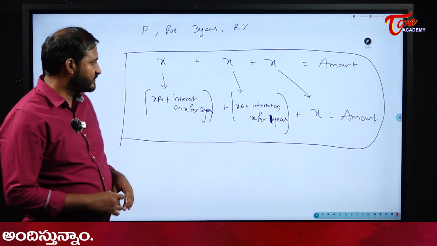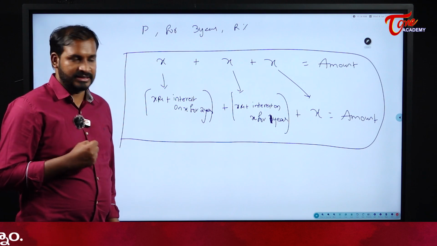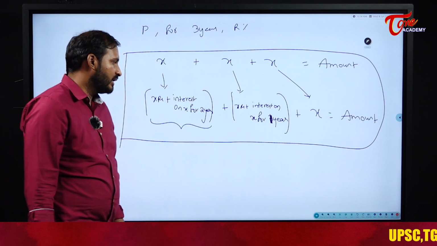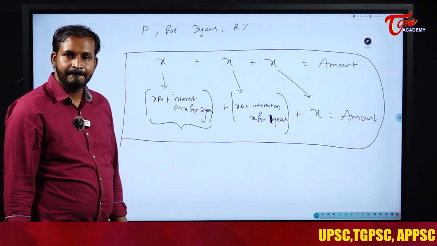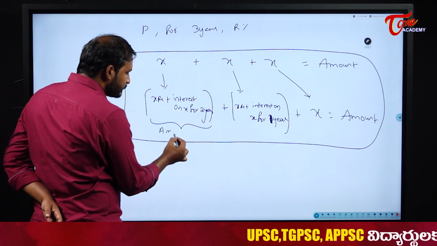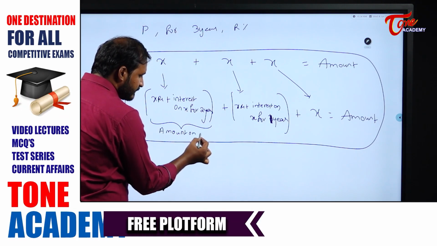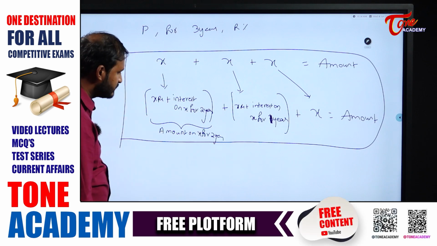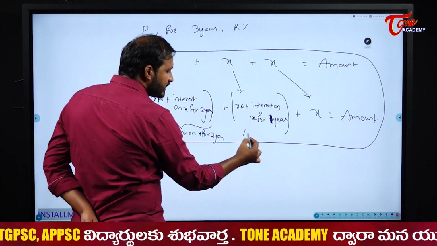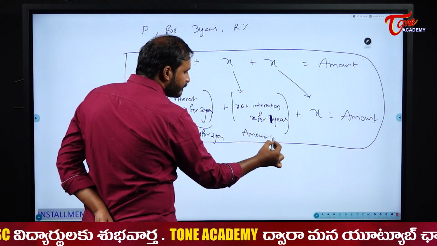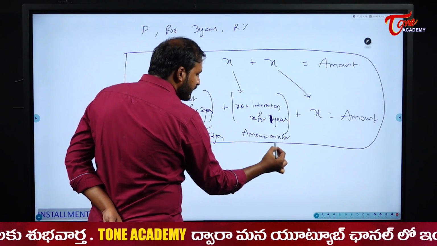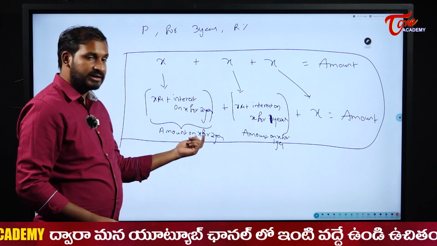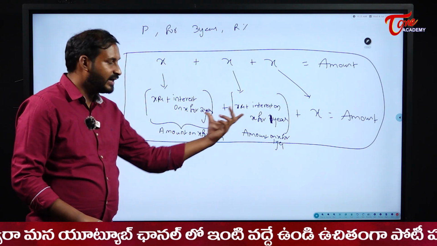But what happens for us is, in case of simple interest, see here, students, what actually it is? X rupees plus interest on X rupees for 2 years means what? Amount on X for 2 years, right? Next, what is this? Amount on X for 1 year. So, actually you are writing the amounts on X for 2 years, but I am writing it separately.